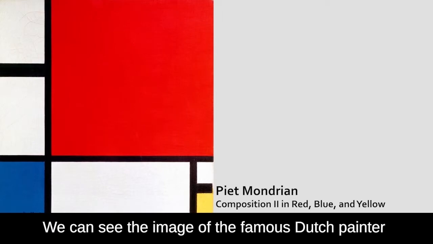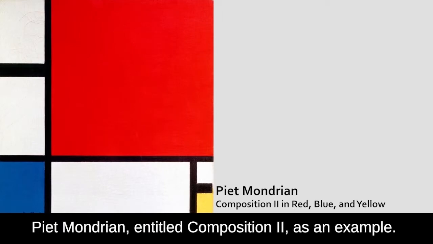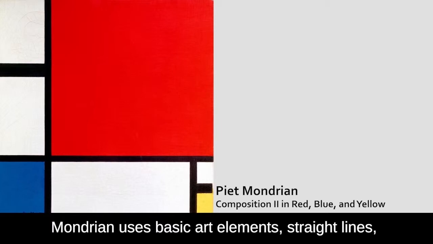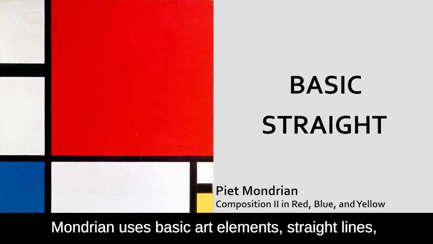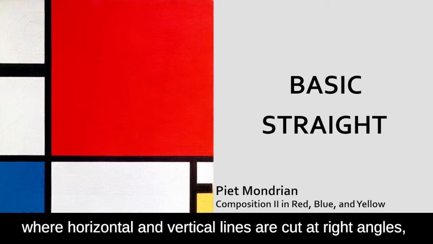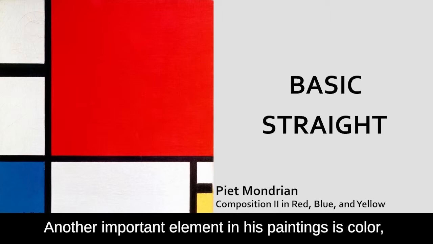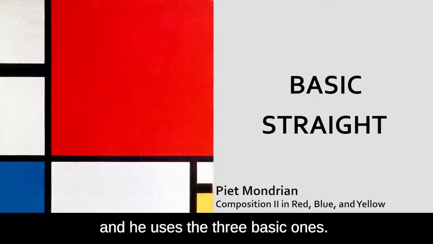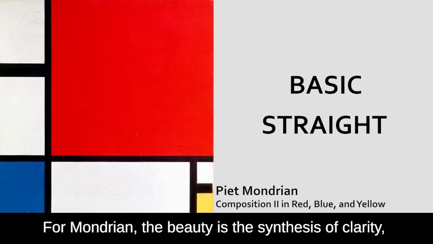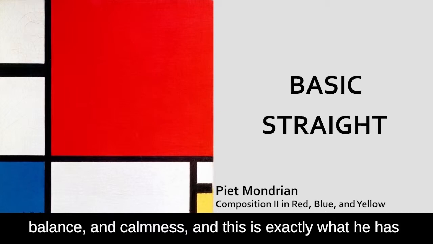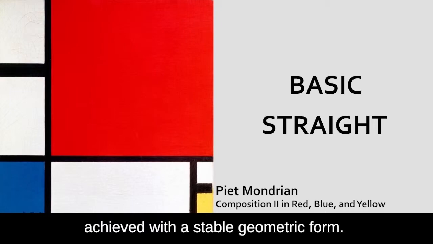We can see the image of the famous Dutch painter Piet Mondrian, entitled Composition 2, as an example. Mondrian uses basic art elements, straight lines where horizontal and vertical lines are cut at right angles, creating square surfaces and geometric shapes. Another important element in his painting is color, and he uses the three basic ones: red, blue, and yellow. For Mondrian, the beauty is the synthesis of clarity, balance, and calmness, and this is exactly what he has achieved with a stable geometric form.